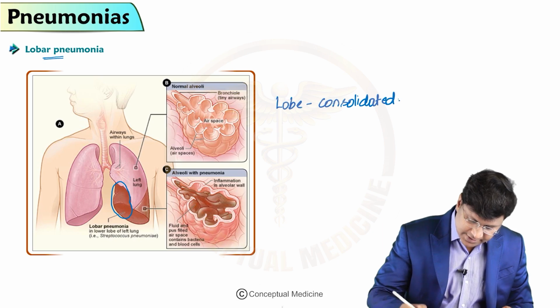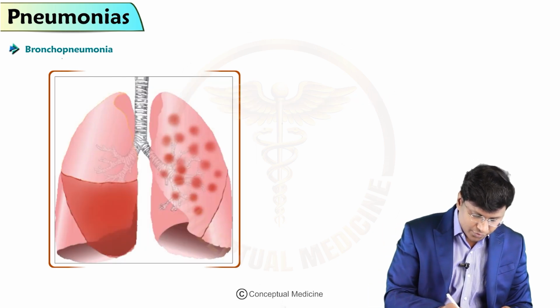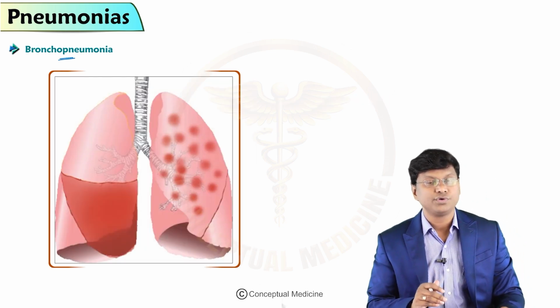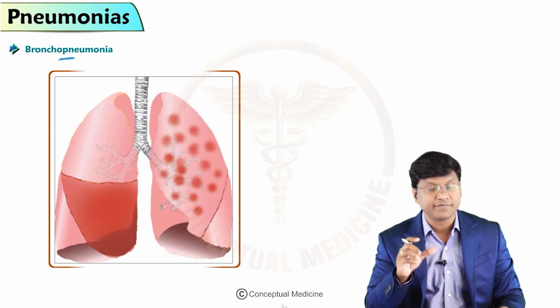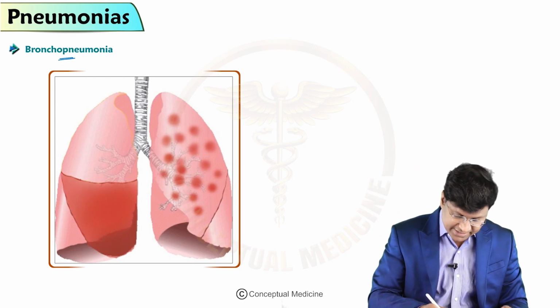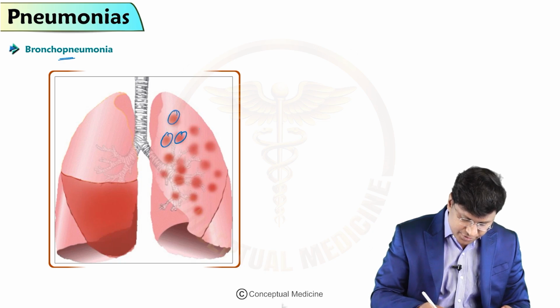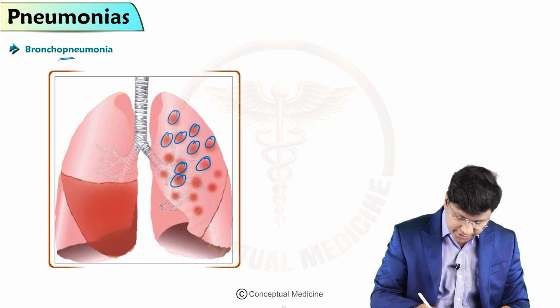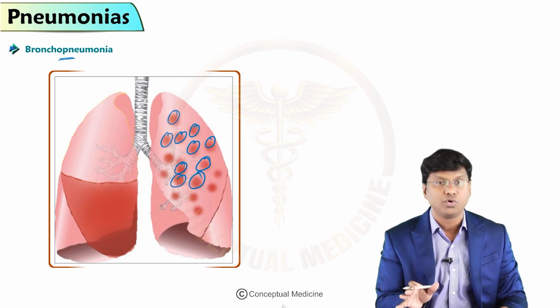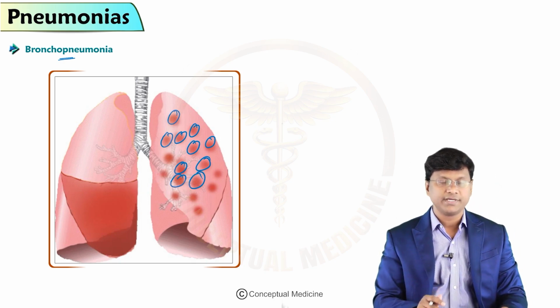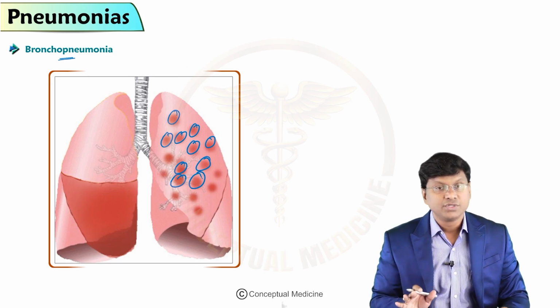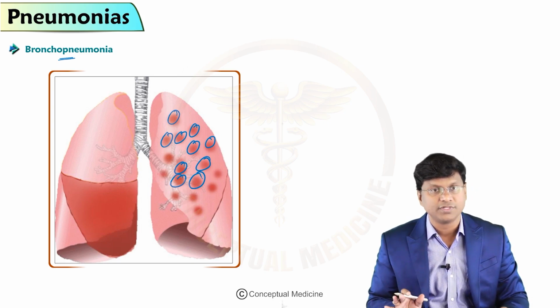Whereas the second one is bronchopneumonia. In bronchopneumonia, the consolidation is not confined to one particular lobe. The consolidation is distributed throughout the lung. That is your bronchopneumonia. It is not confined to one lobe like what we see in lobar pneumonia. It is distributed throughout the lung.